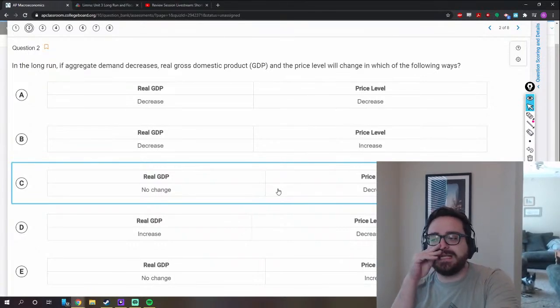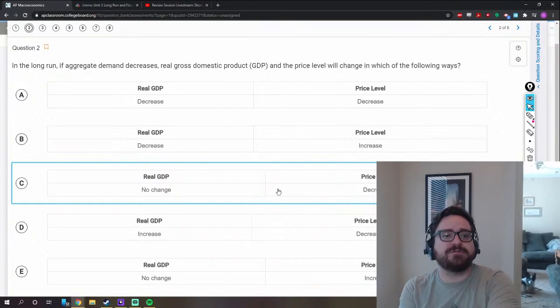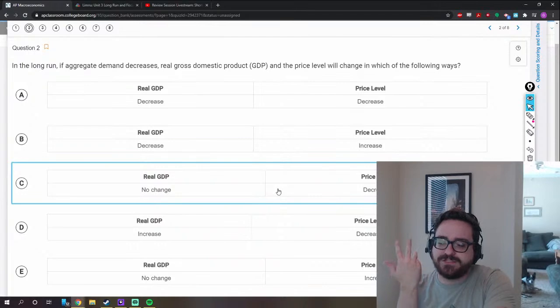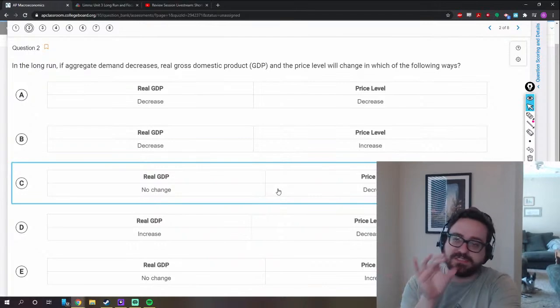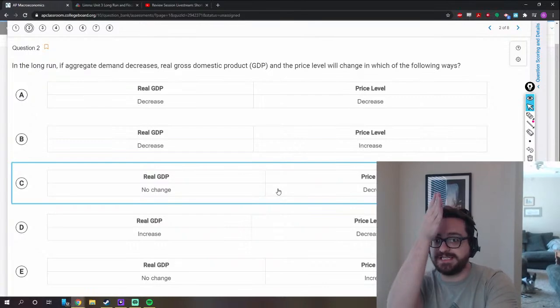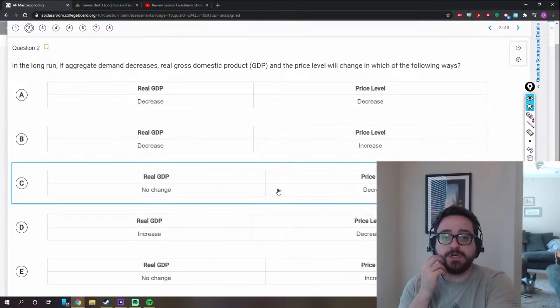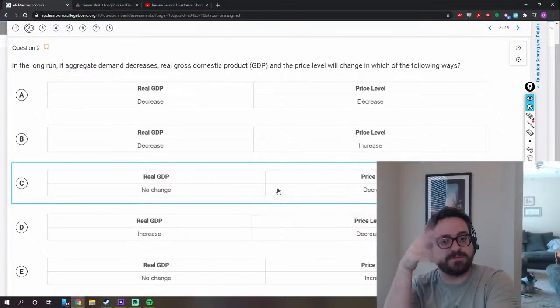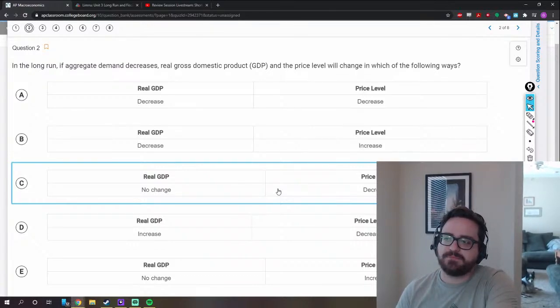What you've got to be aware of is that in the long run, if you started off at full employment, then whenever you get back to full employment, that means your GDP ultimately didn't change. You started off where they all intersect, and then you ended up where they all intersect again, at the exact same X value. So real GDP in the long run shouldn't change, because you should always end up at the same spot. Price level can, though, because it's a vertical line. Price level could go up or down.